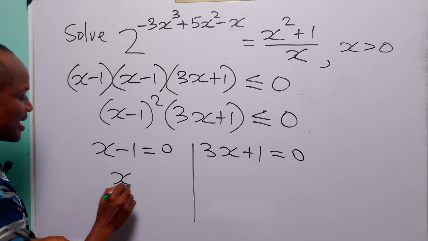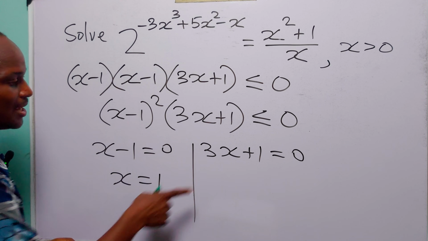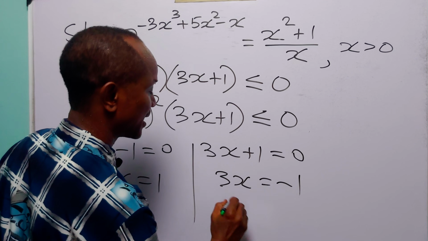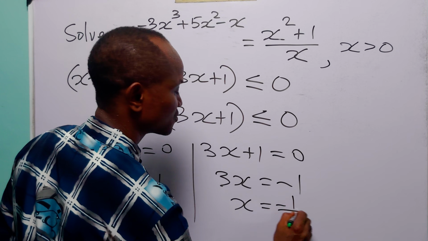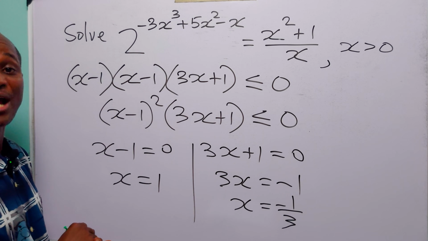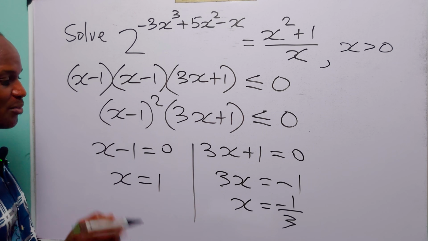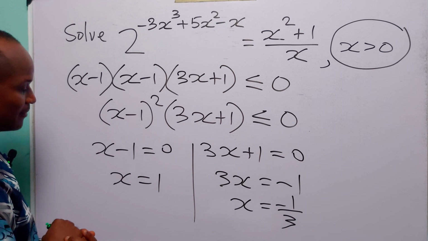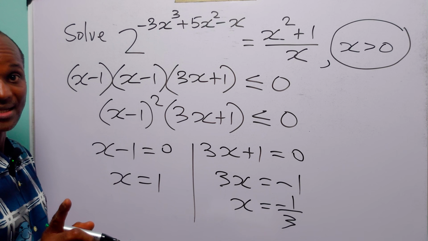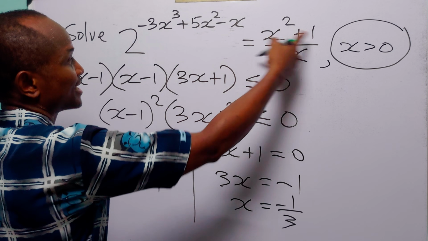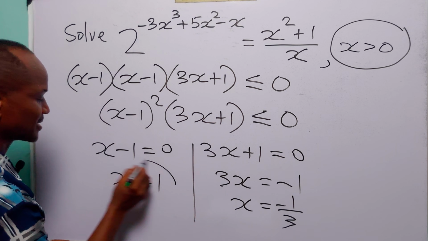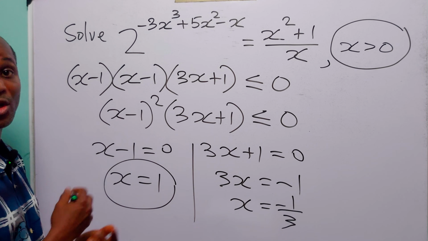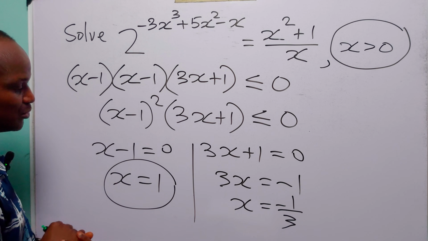Now from here we have that x is equal to 1, and from here we have that 3x is equal to minus 1, and x is equal to minus 1 over 3. Now we have two values of x, but remember that x must be a positive number. So the only value of x for which this exponential equation holds is x equal to 1. Of course, you know that this is negative, so that makes it unacceptable.